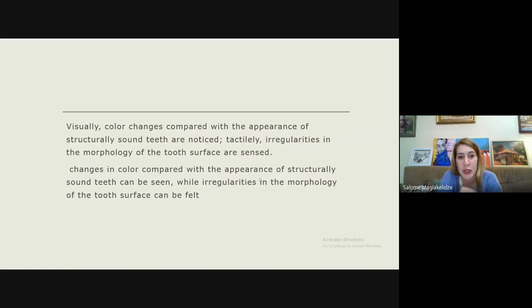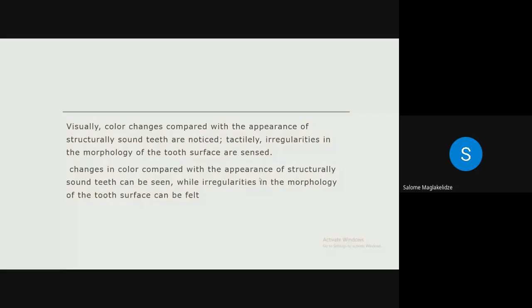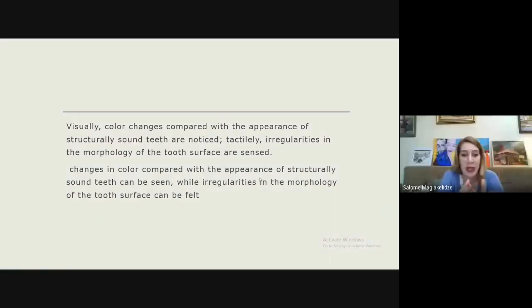Visually, color changes compared with the appearance of structurally sound teeth are noticed. Tactilely, you can feel irregularities in the morphology of the tooth. So color changes you can see, and irregularities you can sense with your hands. That is why we say we have a visual-tactile comparison in this case: we use color and we use texture.